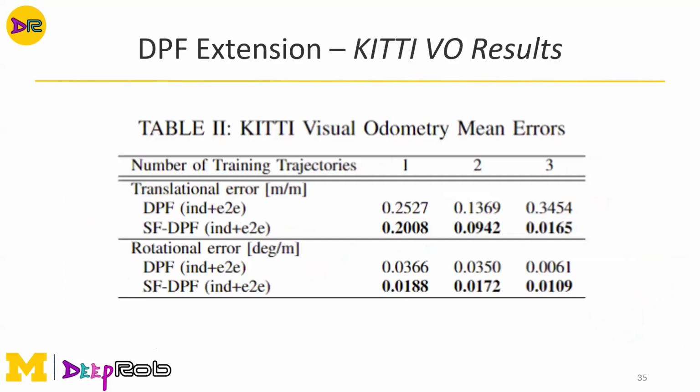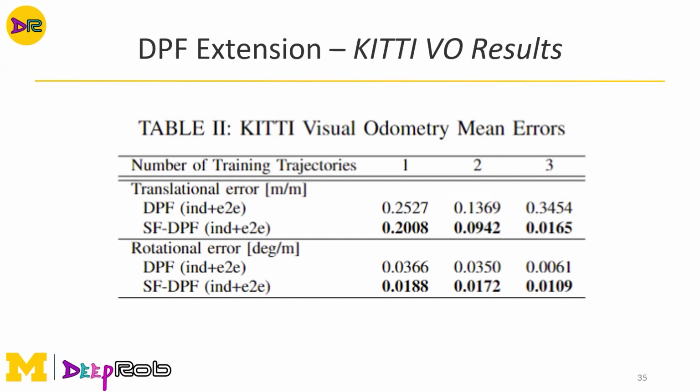So when you go into the actual numbers, we see that we trained it on different numbers of trajectories. We trained it on one trajectory and then tested on another, and so on and so forth for 1, 2, and 3 trajectories. As you see with our differentiable particle filter without the fusion, the best model we were able to achieve was with 2 training trajectories. As you see there, it was able to get a translational error of 0.1369, and then a rotational error of 0.0350.